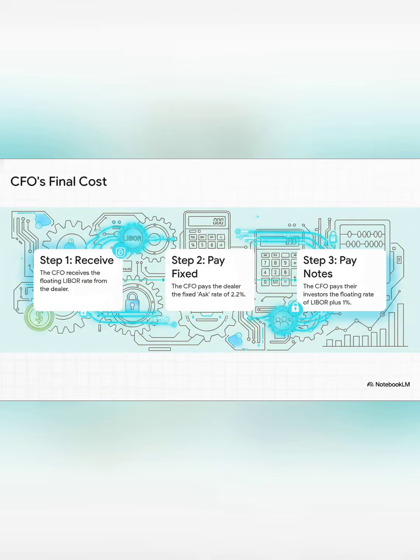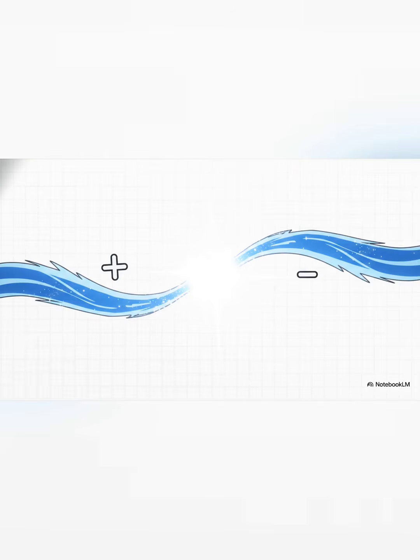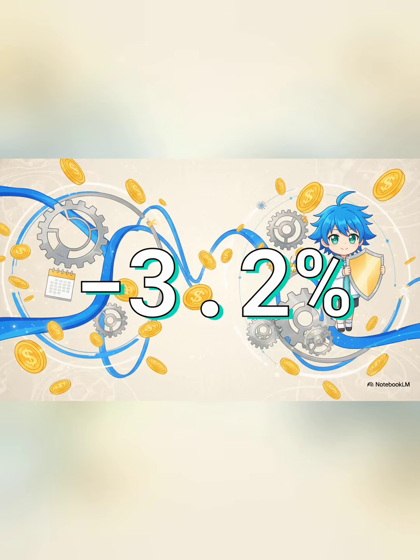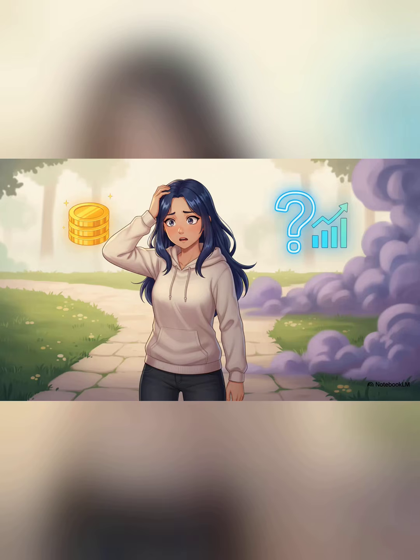Okay, let's calculate the CFO's all-in cost. It's just a three-step process, pretty simple. And here's the magic. The floating rate they get just cancels out the floating rate they pay. And they're left with a nice, predictable 3.2% fixed rate. Boom, risk managed. But wait a second.